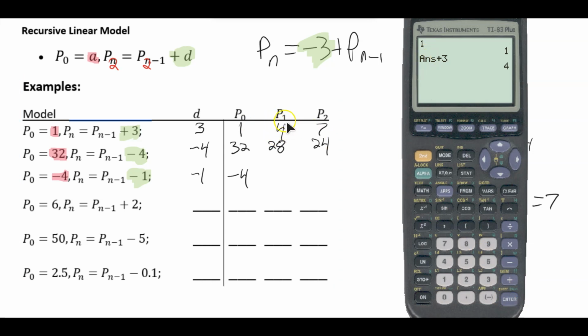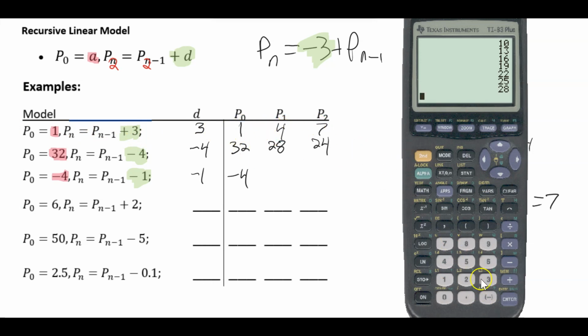There's the next term. Now the nice thing about coding this with the answer button is now the answer is 4. And if I hit enter again, it will redo the answer plus 3 formula, but now the answer has 4 in it, and it'll be 4 plus 3, 7. Hit it again, next term. Hit enter again, next term. And again, and again. And in this way, you can use your answer button to generate the recursive defined sequence of numbers.